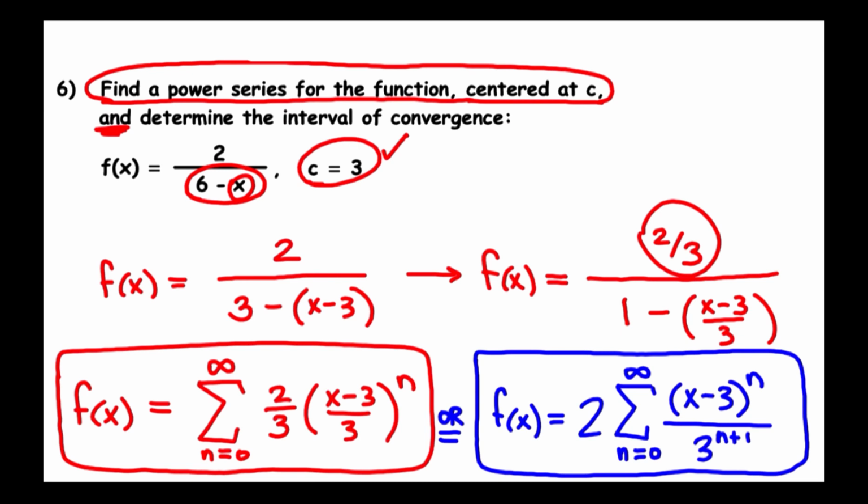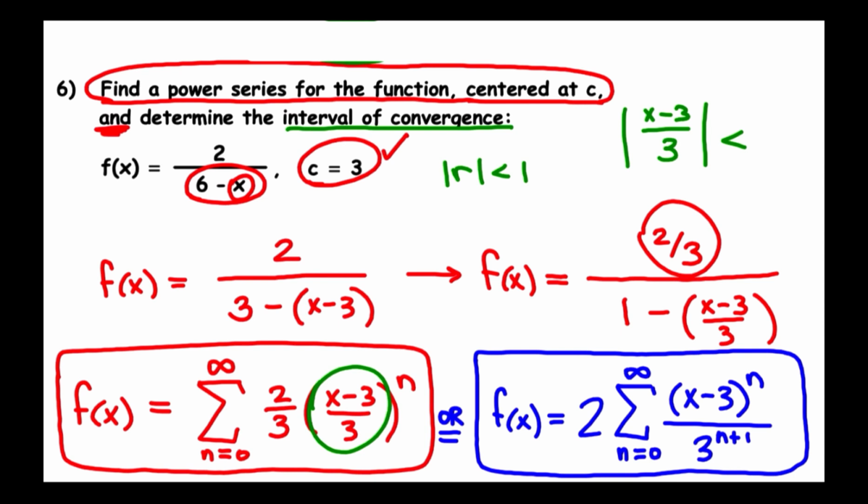And in fact, while I'm still here, remember, since these are geometric, I know that the absolute value of r just simply has to stay less than 1. So when we ask for the interval of convergence on a geometric power series, it's easier. You just take the r, (x minus 3) over 3, and its absolute value needs to stay less than 1.